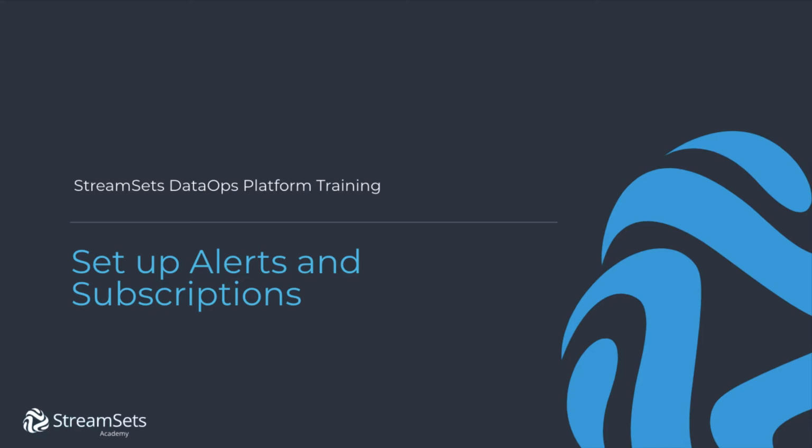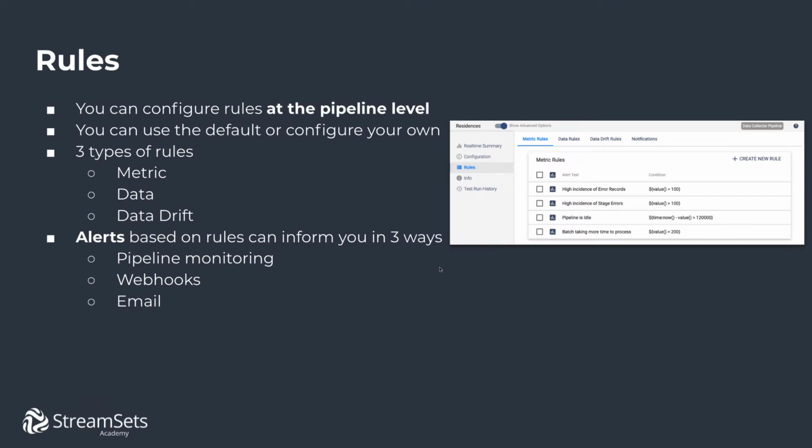In this lesson, we are going to talk about setting up alerts and subscriptions. When setting up alerts and subscriptions, we need to create rules that will trigger those alerts. It should be mentioned here that there are also some default rules. As for the rules we can create, they are of three types. We can set them in StreamSets, and they can be configured at the pipeline level.